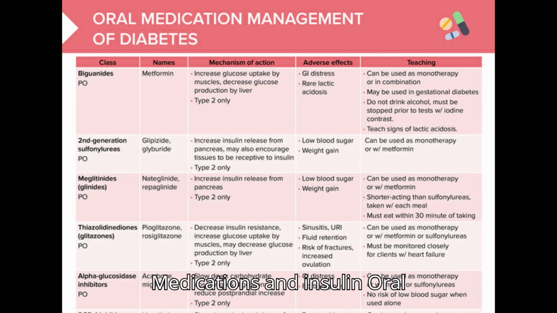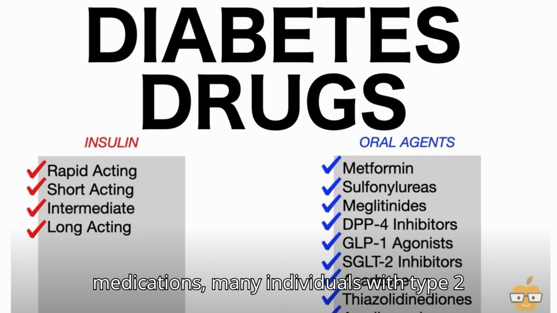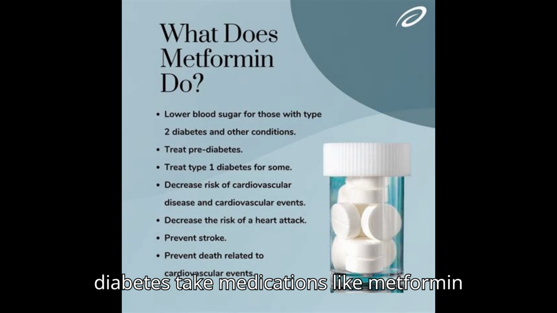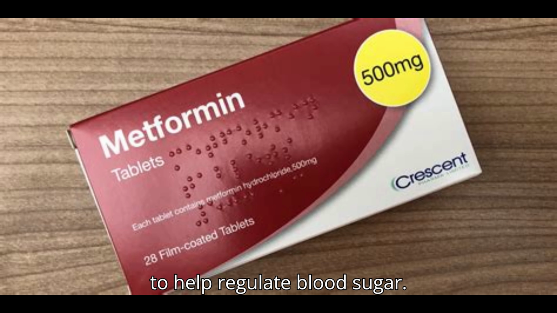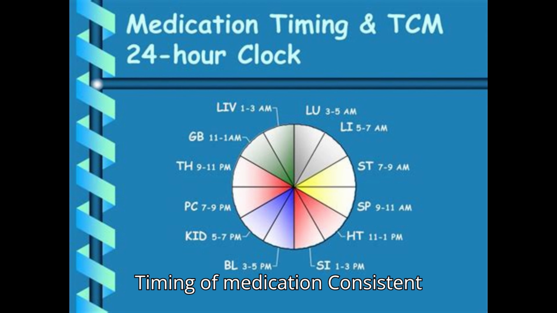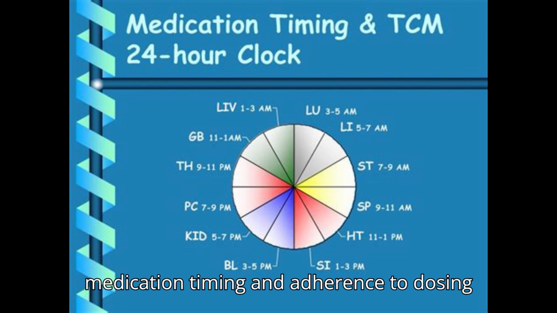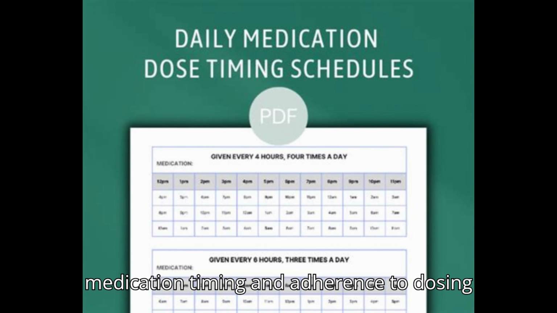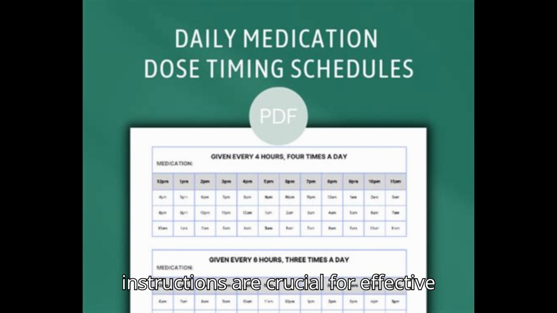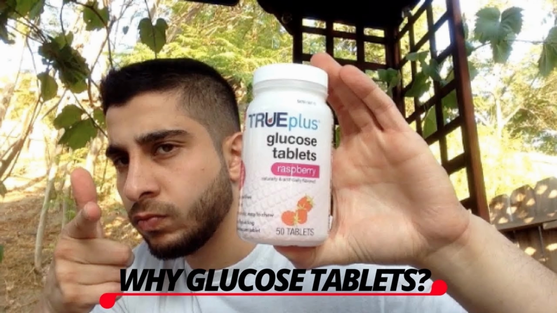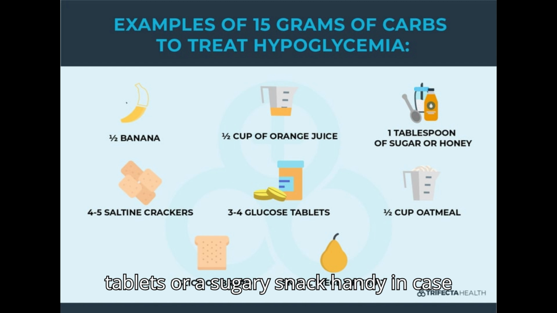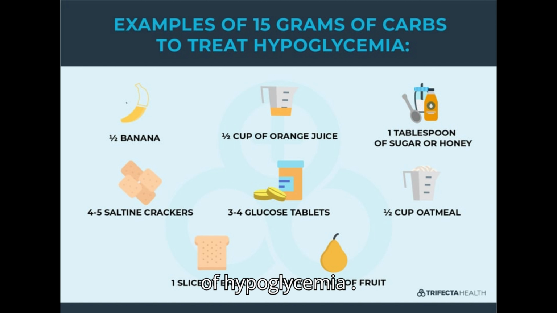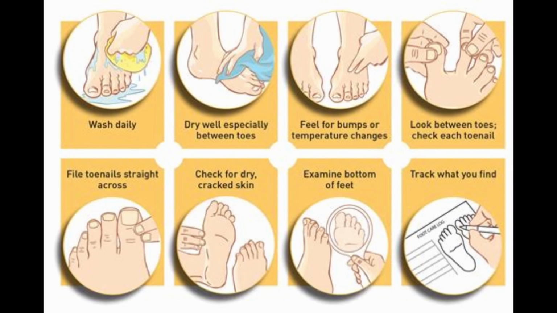Medications and insulin. Oral medications: many individuals with type 2 diabetes take medications like metformin to help regulate blood sugar. Always take these as prescribed. Timing of medication: consistent medication timing and adherence to dosing instructions are crucial for effective blood sugar control. Carrying glucose: always keep glucose tablets or a sugary snack handy in case of hypoglycemia, low blood sugar.